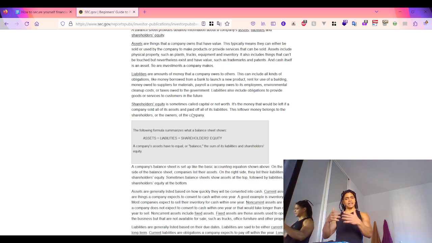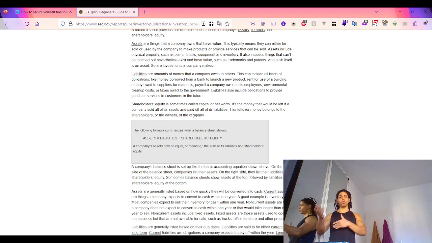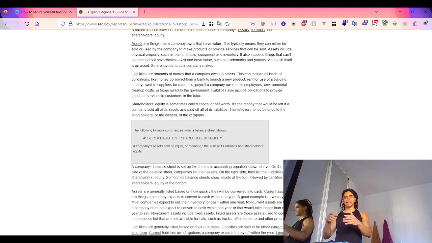So generally this is laid out using the formula: assets equal liabilities plus shareholders' equity. And here, generally you will find the layout in that order, or you might find all the assets listed on the top, followed by the liabilities and the shareholders' equity. The bottom of a financial statement follows that formula.